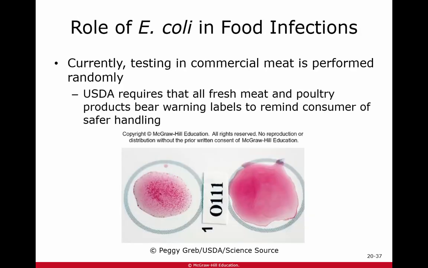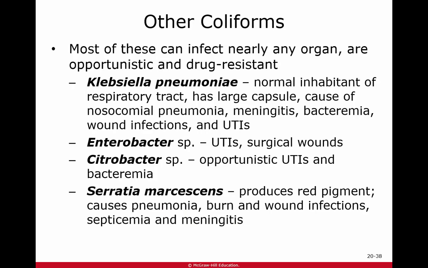And our FDA, or our USDA, requires that all fresh meat and poultry have warning labels about safe handling. Other coliforms, most are opportunistic, drug-resistant, and they can infect any organ. Klebsiella pneumoniae is a normal inhabitant of your respiratory tract. It has a large capsule. It causes nosocomial pneumonia, meningitis, bacteremia, wound infections, and UTIs.